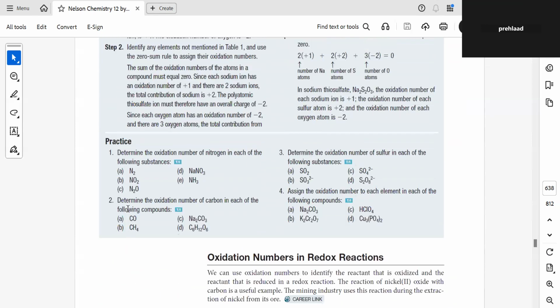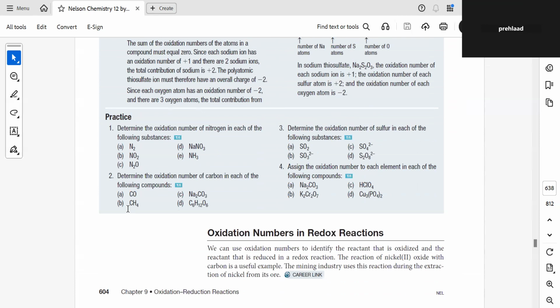So let us take the example of NaNO3. For NaNO3, we'll try to determine the oxidation number of nitrogen. How do we do that? We have sodium, which we know is +1. Nitrogen we don't know, so we'll write it as X.